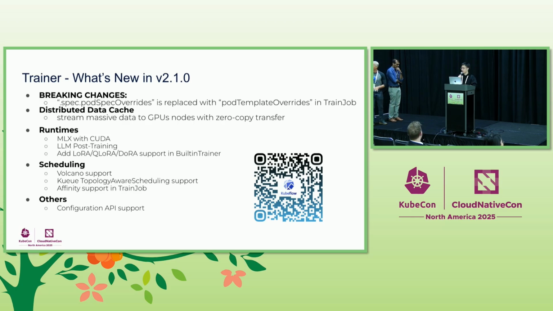Additionally, we released the distributed data cache component as part of Kubeflow Trainer, and as you can see, we supported a couple of ML framework runtimes. We added new scheduling functionality for Volcano and native support, Kueue topology-aware scheduling support, and node affinity support in TrainJob. And we started to provide a configuration API to modify Kubeflow Trainer controller parameters.